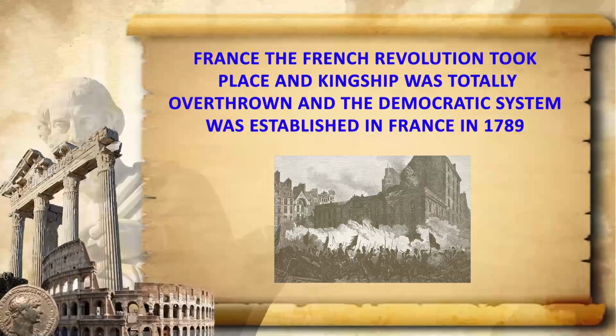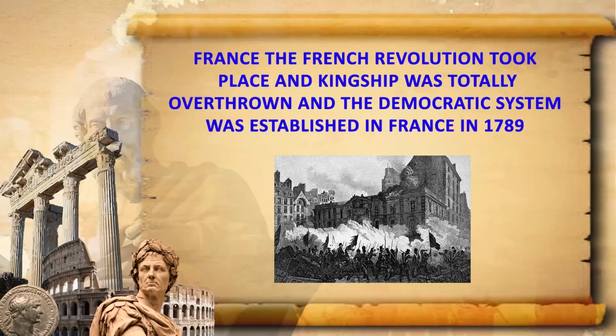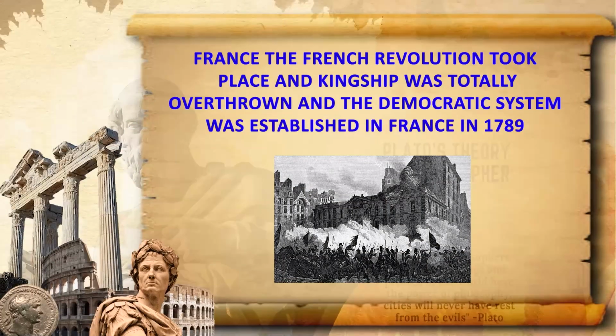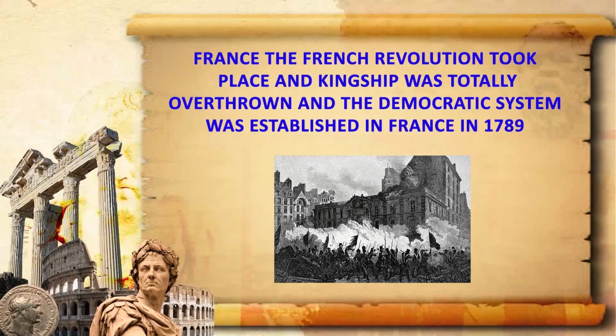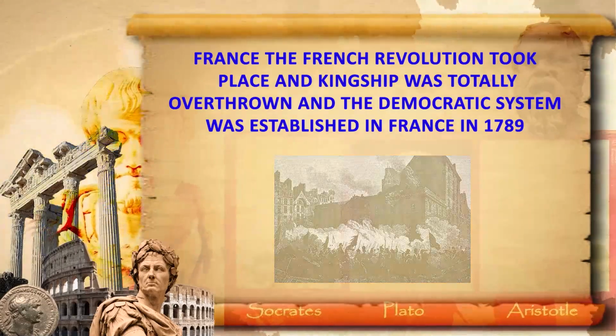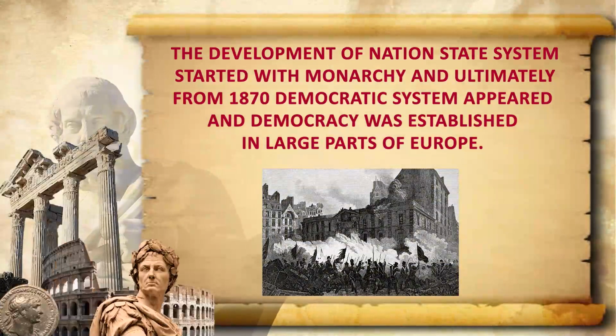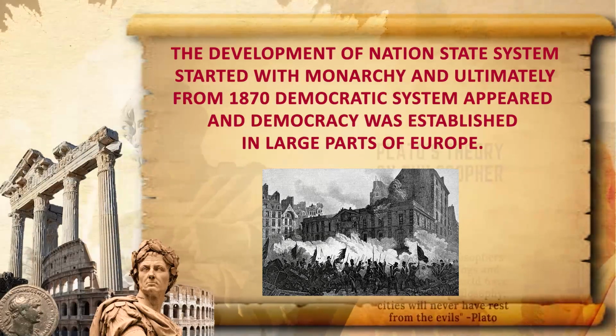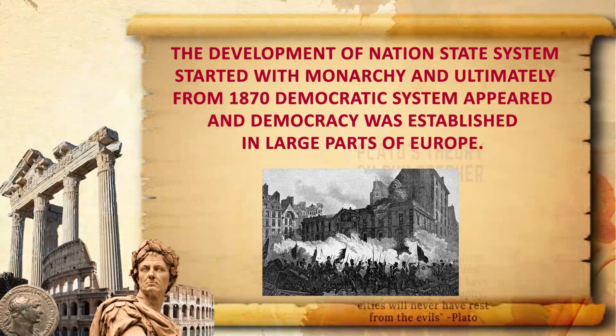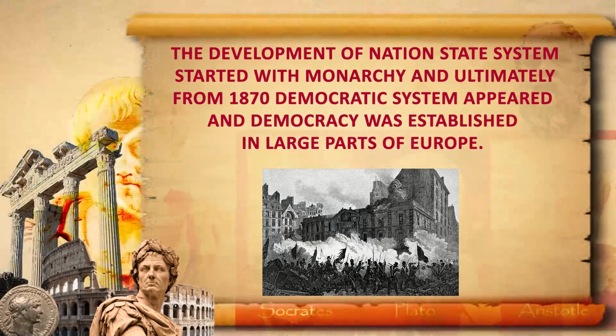In France, the French Revolution took place and kingship was totally overthrown, and the democratic system was established in France in 1789. So, the development of the nation-state system started with monarchy, and ultimately from the 17th and 18th century, the democratic system appeared and democracy was established in large parts of Europe.